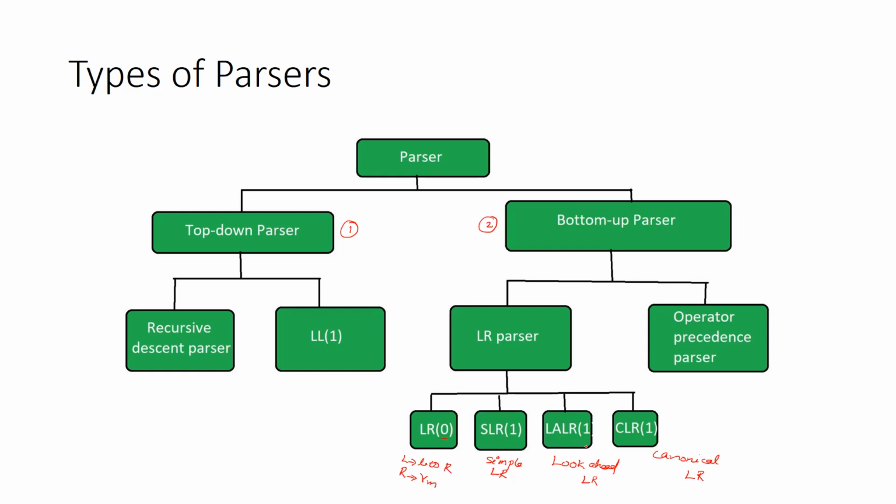Now in this class we are going to discuss how to construct and how this LR0 parser works. In all these four types of parser, only the construction of the parsing table varies. To construct the parsing table of LR0 and SLR1, we need a canonical collection of LR0 items. For CLR1 and LALR1, we need LR1 items.